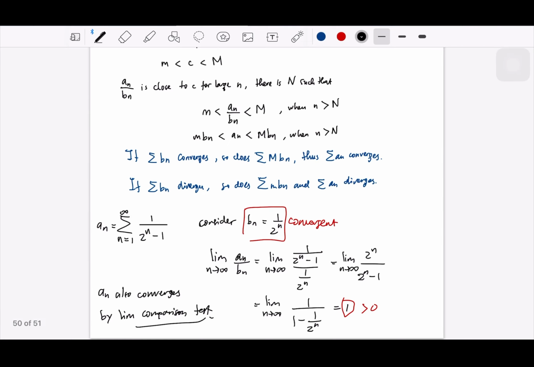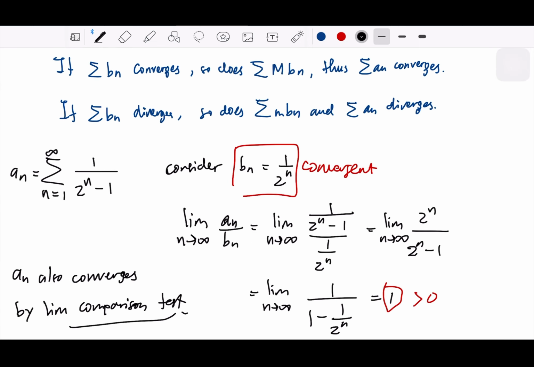Okay, so we have finished the limit comparison test. You have at least two methods in convergence tests. You can directly compare with some series that you know is easy to conclude, easy to get the results. Or you can use the limit comparison test, using the ratio between AN and BN.